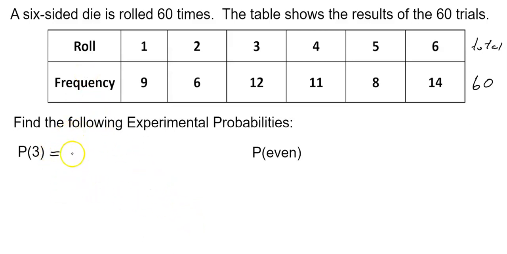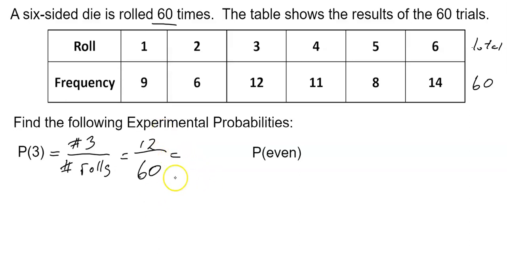So how many ways did I roll a 3? And how many rolls were there? Because I actually rolled it, we're going to say the number of rolls. So there were 12 3s. We rolled a 3 12 times, and we did 60 rolls. So 12 divided by 60, when I reduce that, is 1/5.